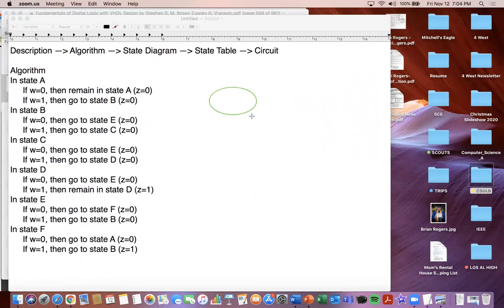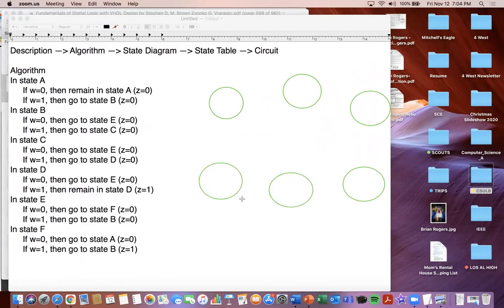We have 1, 2, 3, 4, 5, 6. Okay, we have 6 of those, and we're going to have state A, state B, C, D, E, F. What I suggest is on the exam, if you don't understand it, do the one you know. You know the 1, 1, 1, 1, and how that will create Z as 1. So let's do that first.